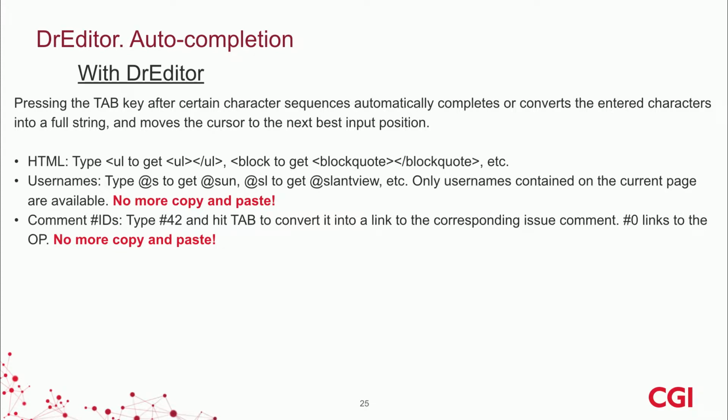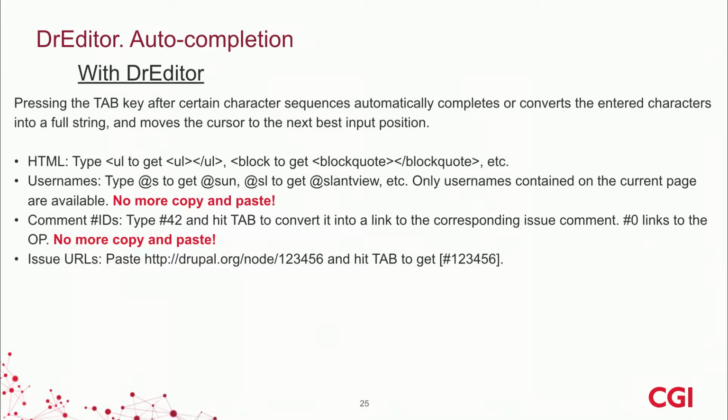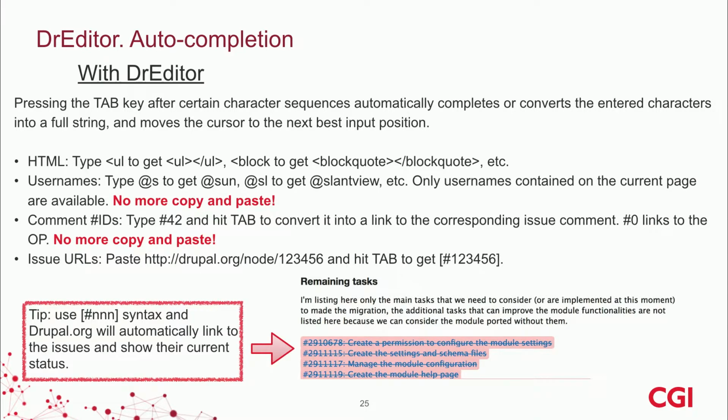If you use the hash key and the comment number, and you hit tab, you will have a link directly to the comment in the issue. And you can do the same for the issues in the Drupal site. The hash key and the issue number will create the issues like this. Maybe you have seen issues in green, gray, red. This is created with this code.